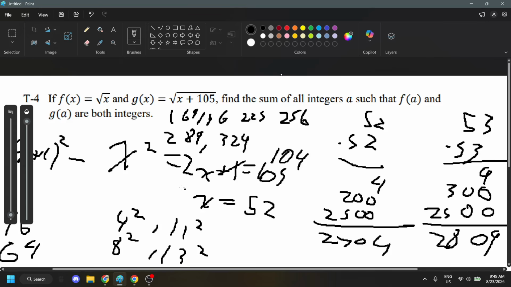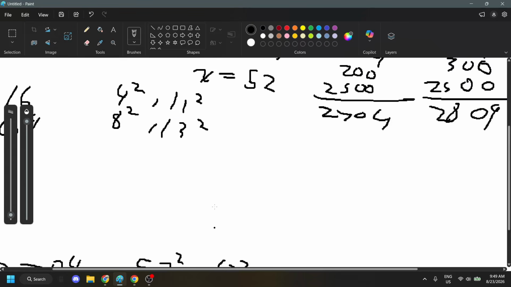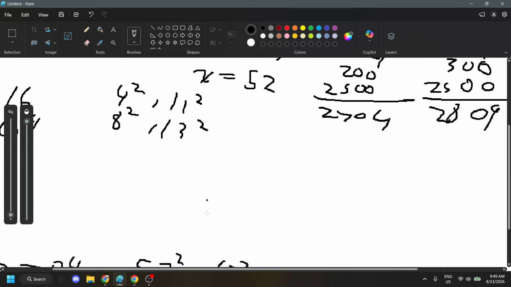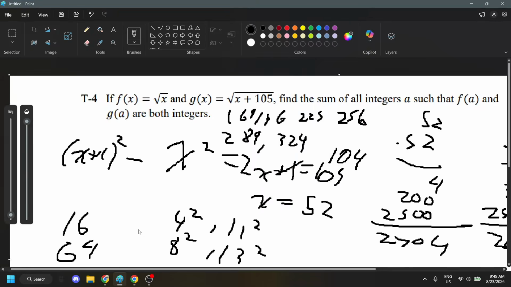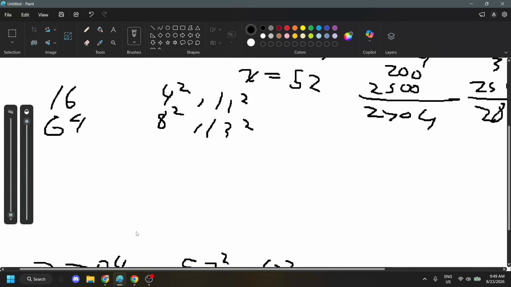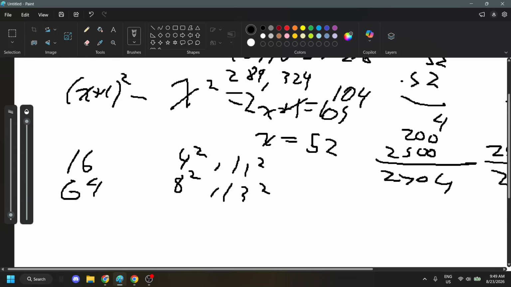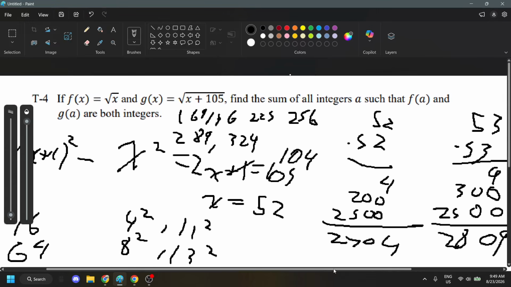Is there an easier way to do this other than going through every single thing up to 52? I don't know. The only real pattern I could see here is that these are all even. They are all multiples of 4. So that's interesting.